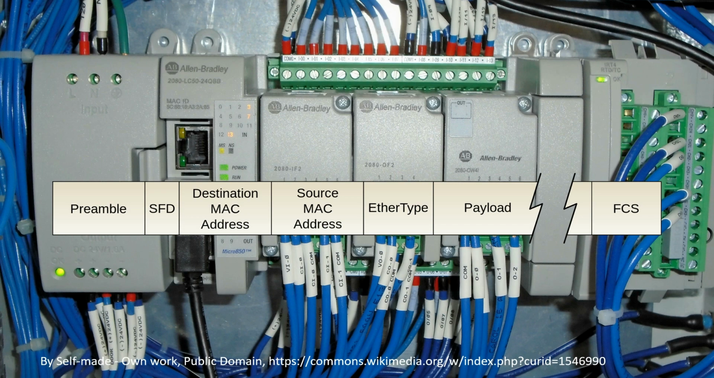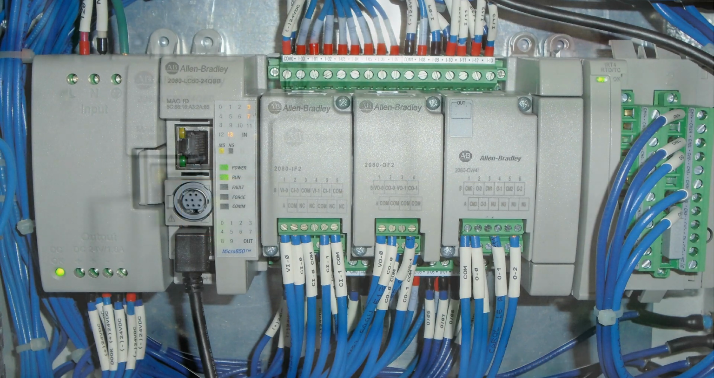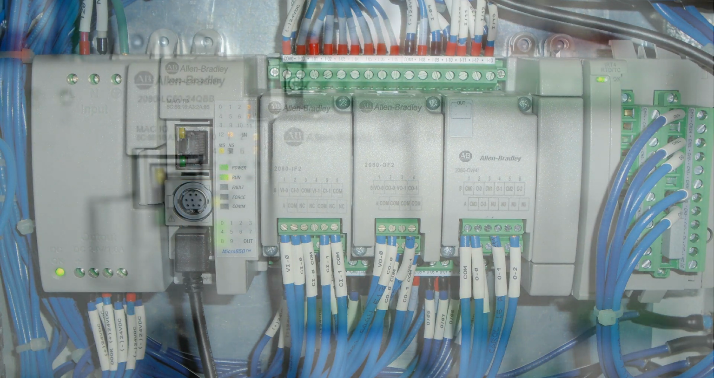On the packet overlay picture, notice that the third section from the left says Destination MAC address. This is like putting the address on a letter. So what is a MAC ID?